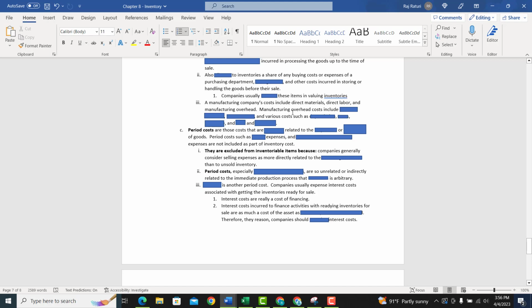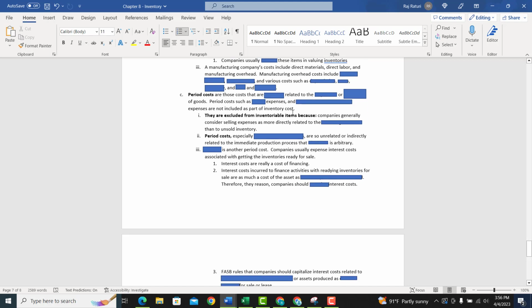Companies usually exclude these items in valuing inventories. They're not really that directly related, so they're allocated, they're not really related to the actual costs. A manufacturing company's costs include direct materials, direct labor, and manufacturing overhead. Manufacturing overhead costs include indirect materials, indirect labor, indirect overhead, and various costs such as depreciation, heat and electricity, insurance costs, and taxation.